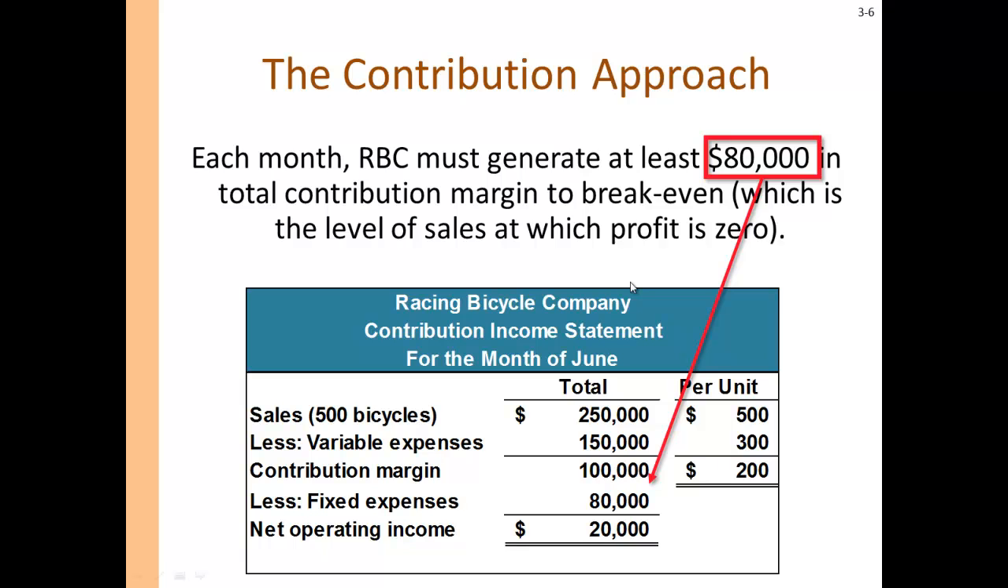So each month, the racing bicycle company must generate at least $80,000 in total contribution margin to break even, which is the level of sales at which profit is zero. Well, this is very important because although we want to make profit, we definitely have to break even. And so this is called a break-even analysis. So we would take this $80,000 and divide by $200 per unit, or our CM per unit, and this will calculate how many bicycles we must sell to break even.